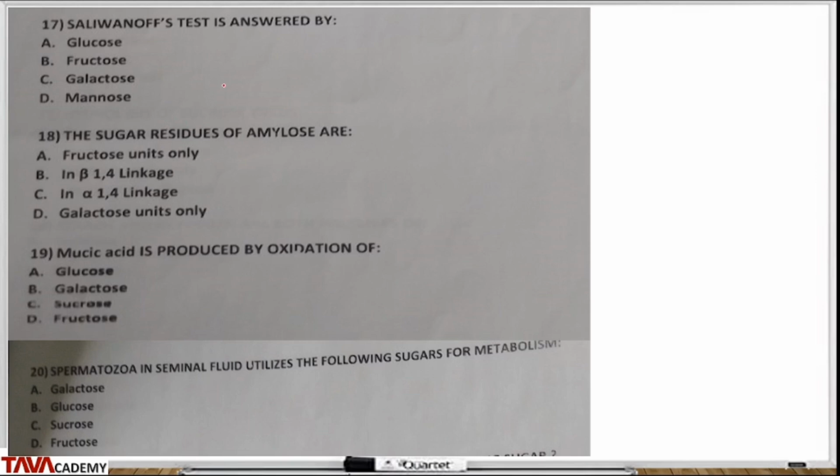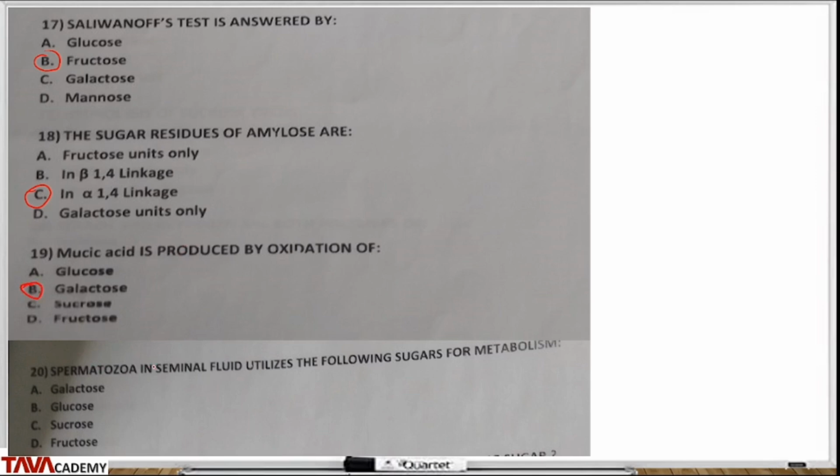Seliwanoff's test is answered by which of the following? Fructose is what we use for Seliwanoff's test. The sugar residues of amylose are what? Alpha 1-4 linkage. It's cellulose that is beta 1-4 linkage. So 18 is actually C. Mucic acid is produced from oxidation of galactose. So that's what forms mucic acid.